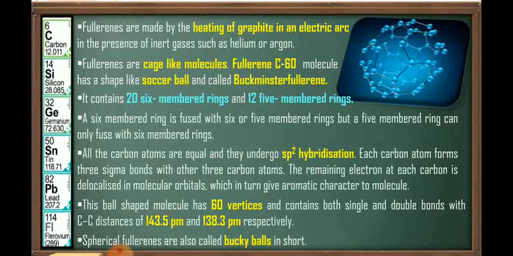So this is the third allotropic form of carbon, which is mentioned in our syllabus for study in this P block elements lesson. Remember that in Fullerene C60 each carbon atom undergoes sp2 hybridization, there are 60 vertices, 20 6-membered rings and 12 5-membered rings. 6-membered ring fusion or 6-5-membered ring fusion is there, but no 5-membered ring fusion is seen in this Fullerene.